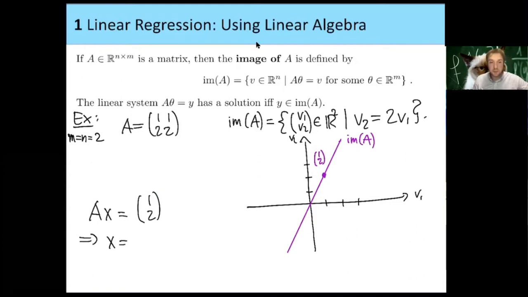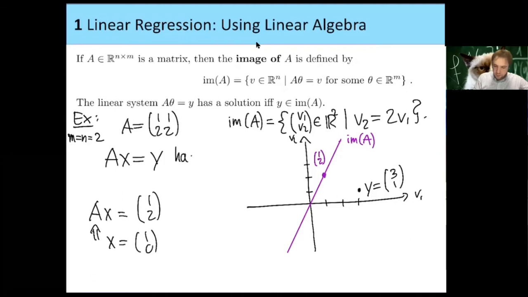In this case, the solution is, well, it's not this direction. If I take the vector 1, 0, then A times this vector x gives 1, 2. But if I have a vector which is outside of the image, let's say this one here, y, which is 3, 1, then this equation Ax equals y has no solutions.